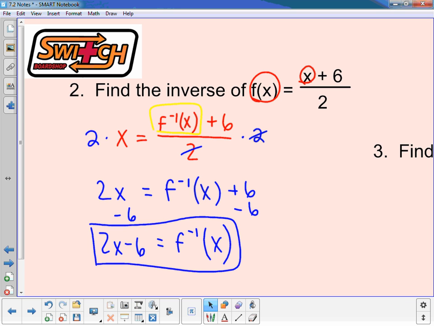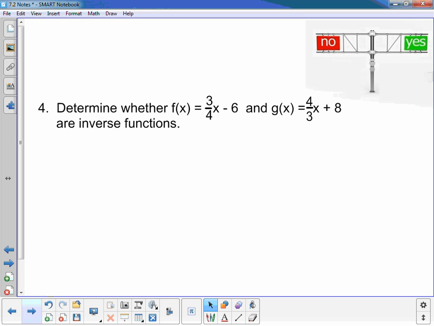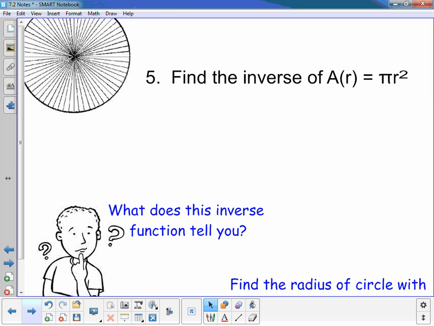Okay, I want you to pause the video at this time and see if you can figure out number 3. Go ahead and try and find the inverse. Remember, you're going to switch that f of x and x. Let's flip over to the back. We're actually going to skip number 4 and come back to that tomorrow, but let's take a look at number 5.